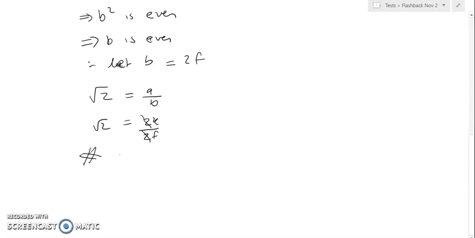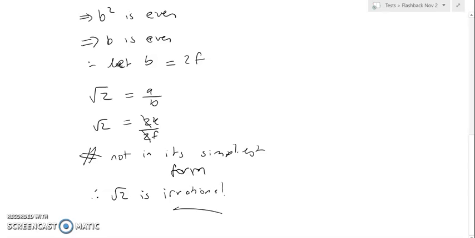So there's our contradiction, not in its simplest form. And therefore root 2 is irrational. And that's the end of that proof.